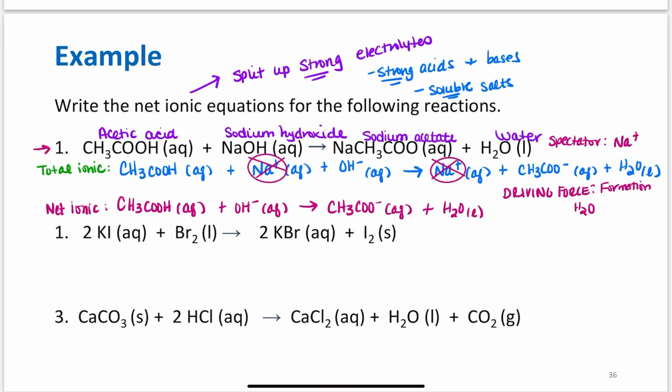And that is the driving force anytime you mix an acid and a base. Acids and bases neutralize one another to form salt and water. Go ahead and pause the video if you need to write that down, because I definitely do erase this. It's very busy and I need to be able to work on the second example.